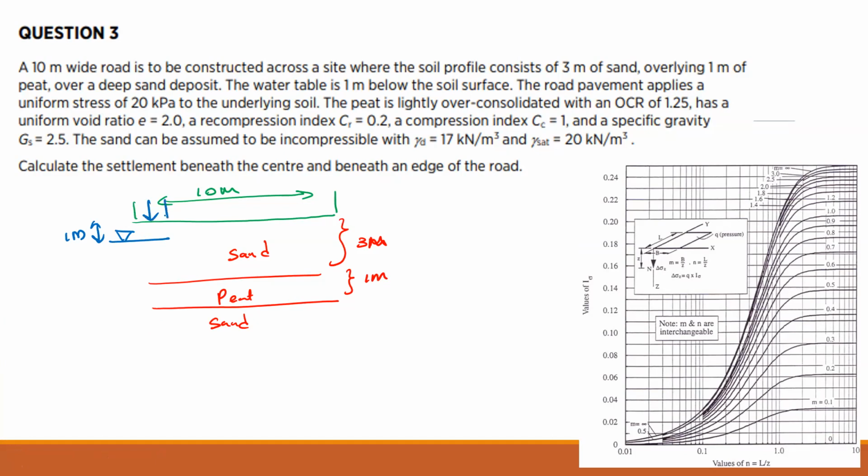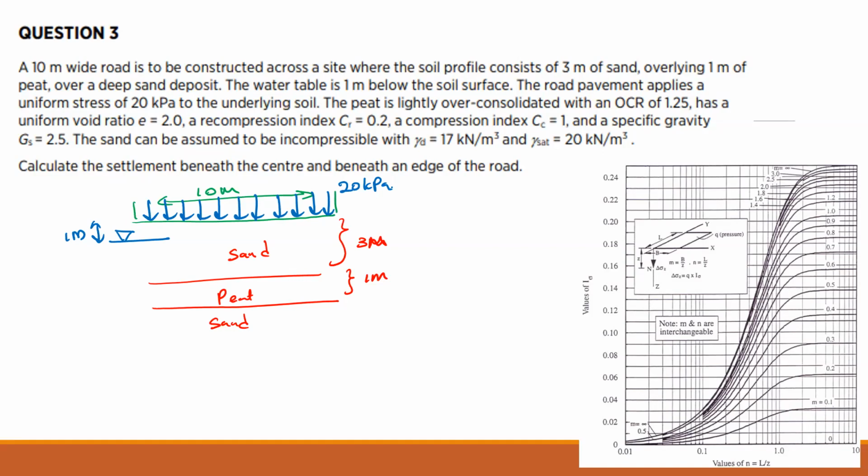The road pavement applies a uniform stress of 20 kilopascals. So the road is applying a stress now. It is not the stress increase. This is the total stress applied on the soil. In the previous one, they gave you the stress increase, so you didn't have to find it. Now in this case, they have not given you the stress increase. They have given you the total stress applied on top of the soil.